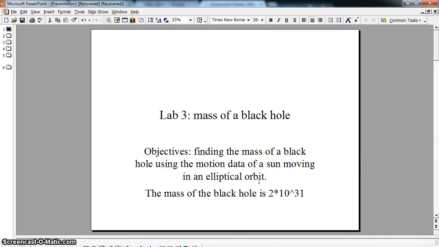Hello, today I'll be talking about Lab 3, the mass of a black hole. The objective of this laboratory is to find the mass of a black hole using the motion data of a sun moving in an elliptical orbit. The mass of the black hole is 2 times 10 to the 31st.